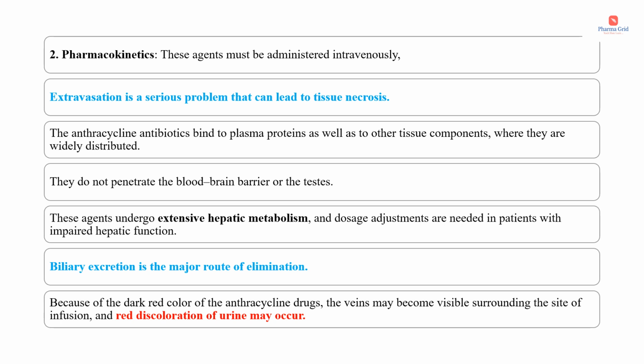These agents undergo extensive hepatic metabolism and dosage adjustments are needed in patients with impaired hepatic function. Biliary excretion is the major route of elimination. So for these anthracycline antibiotics, the major route of elimination is through biliary excretion. Because of the dark red color of the anthracycline drugs, the veins may become visible surrounding the site of infusion and red discoloration of urine may occur.